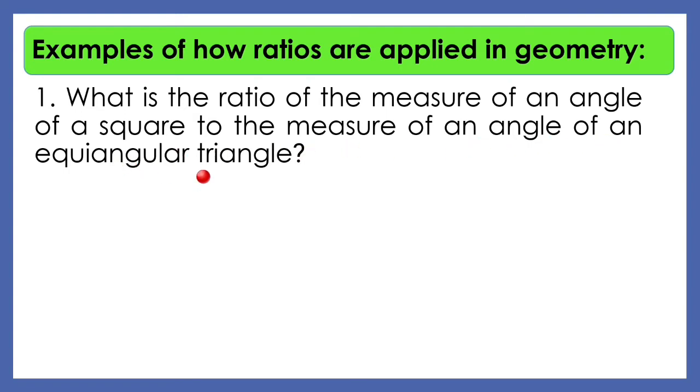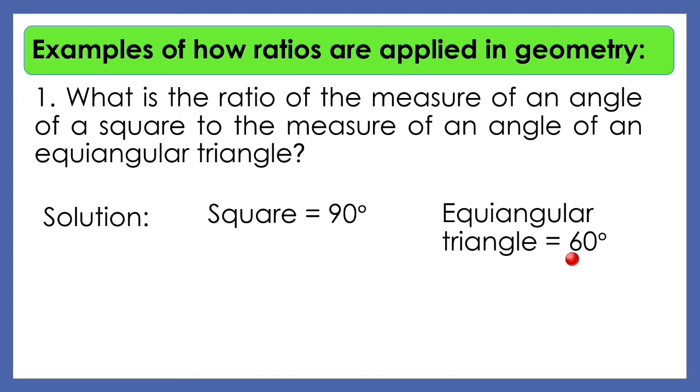angle ng equiangular triangle. For our solution, ang measure ng angle ng square is 90 degrees. Yung isang angle ng square is 90 degrees. While yung measure ng isang angle ng equiangular triangle measures 60 degrees. Pag kukunin natin yung ratio, measure of an angle of a square to the measure of an angle of equiangular triangle. Kaya meron tayong 90 degrees is to 60 degrees.